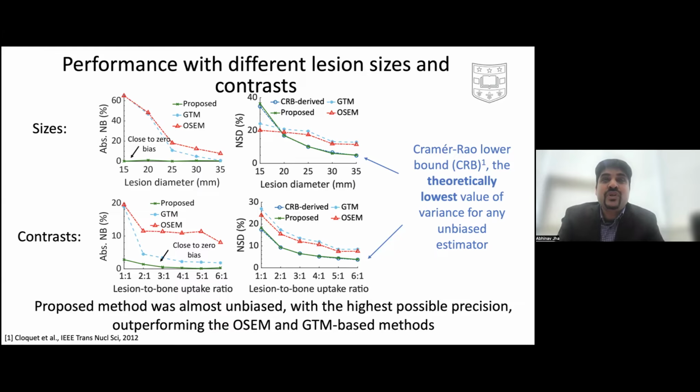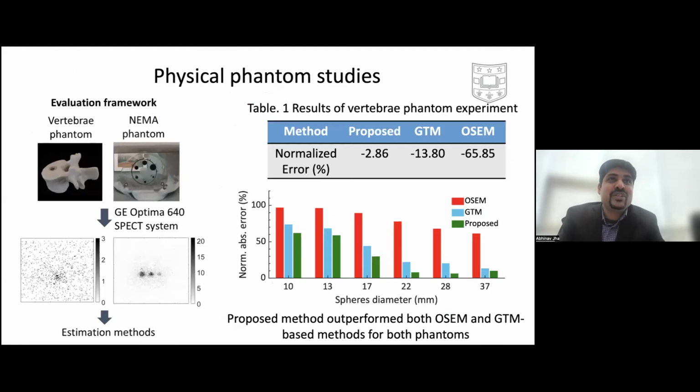So this is good. And so, of course, it's simulation. So we did some physical phantom studies too with some anthropomorphic vertebrae phantoms and NEMA phantoms. And again, we observed that our methodology, shown here in green, continues to outperform the OSCM and GTM based methods. Now here you will see not close to zero bias.